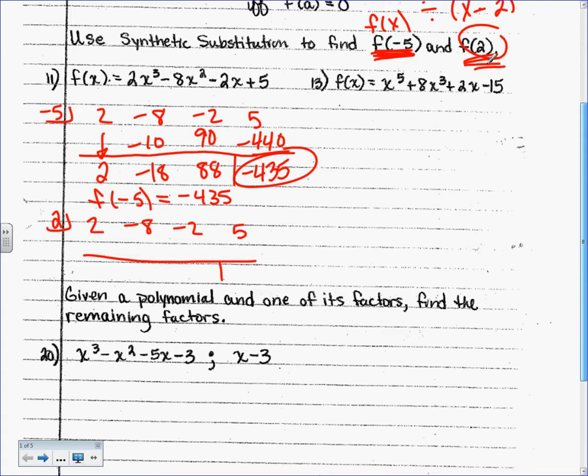Okay? Okay. Bring down the 2. Multiply. What do you get? 4. Add. -4. Multiply. -8. Add. -10. Multiply. -20. Add. -15. So f of 2 is -15. Does that make sense? That's what they wanted? If you had just substituted 2 in for every x, you would have gotten the same answer. Or you should.